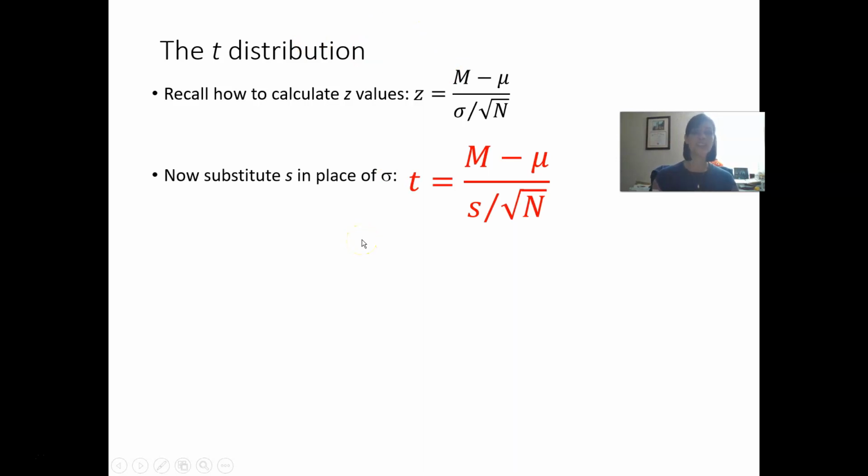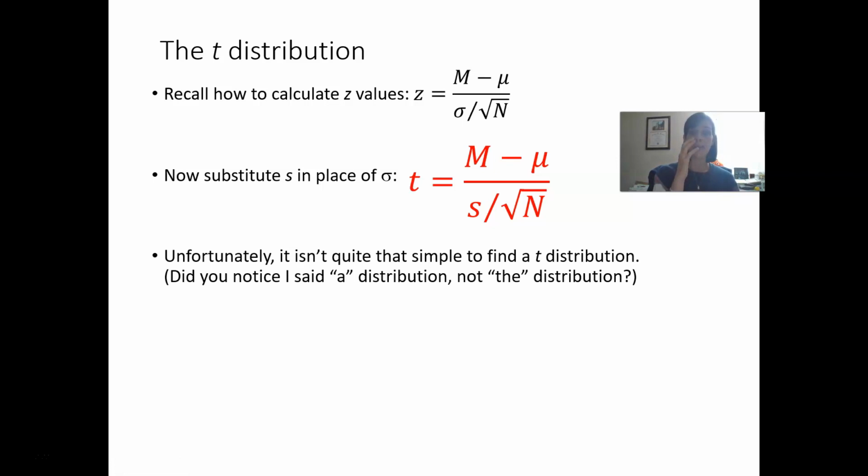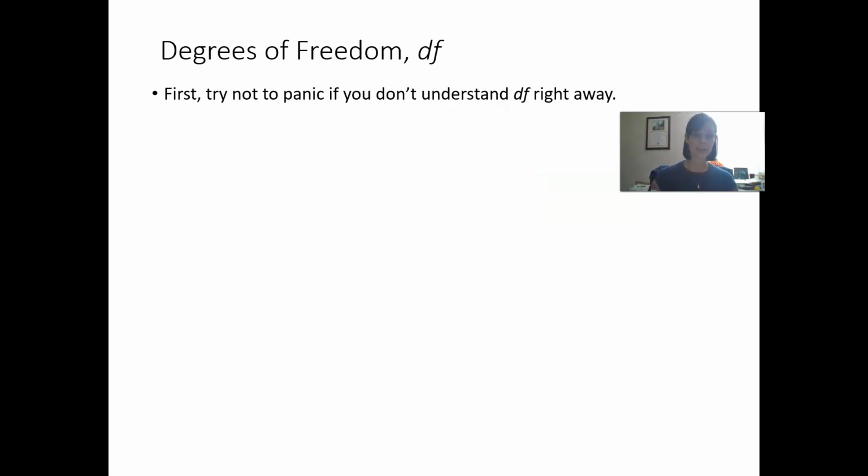Now, we are going to substitute our sample standard deviation in place of sigma. We still get the same kind of result, we just replace sigma with our standard deviation, and that will help us figure out our t. But it's a lot harder for us to find a t-distribution, and note that it says a distribution, not the. That's because there is a t-distribution for every possible degree of freedom that you can have, or every sample size that you have. So this is where degrees of freedom comes in.